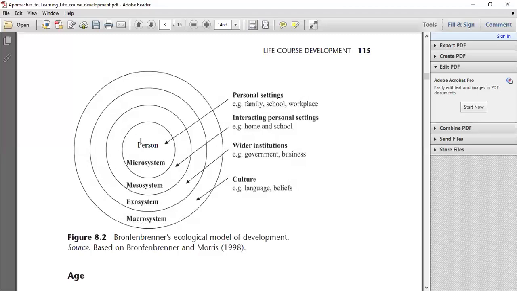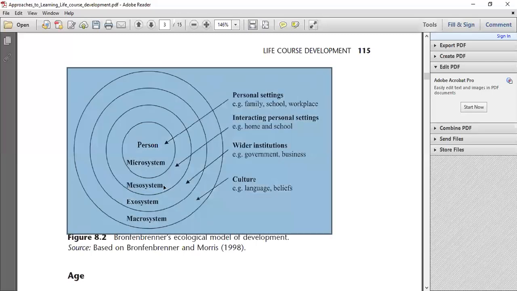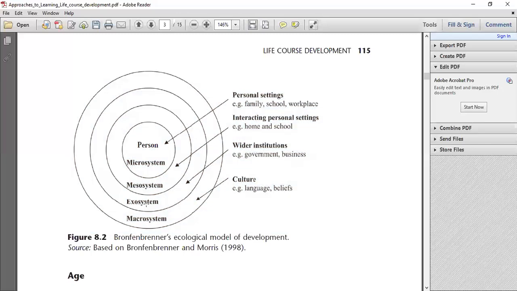So as you can see, this person, when the person was born, he was in a micro system, which was the family, the parents, the siblings. But as the person grew, the person moved into mesosystem. The person started interacting with the mesosystem, and as the person grew a little more, the person started interacting with the exosystem. And as the person grew to its fullest, the person started interacting with macro system, which is the wider system, and that is culture and belief.